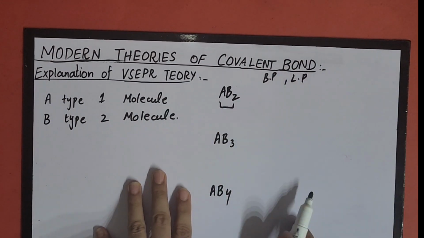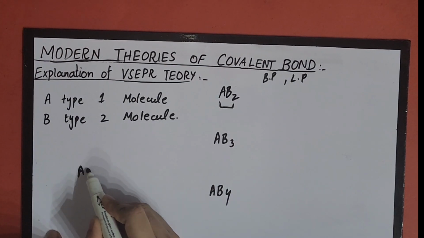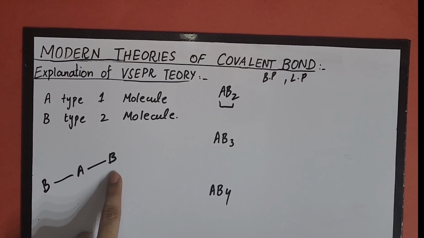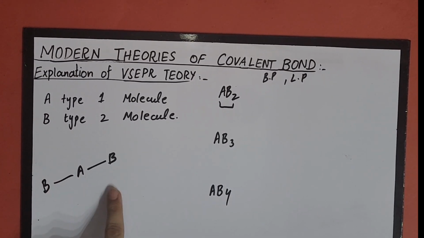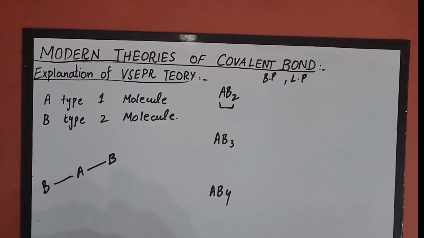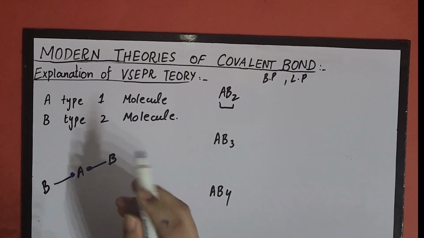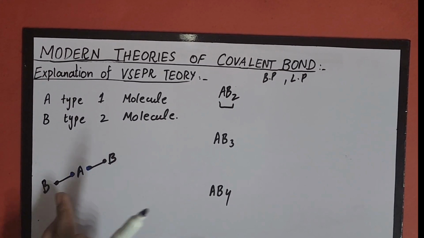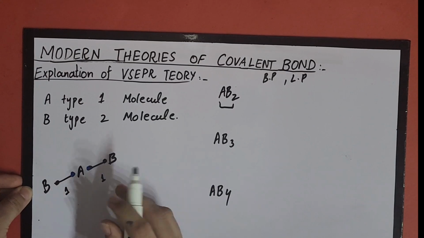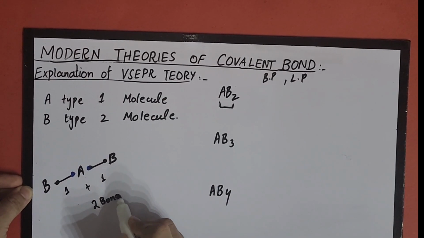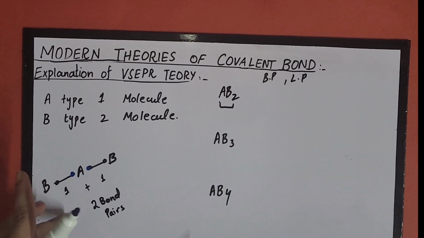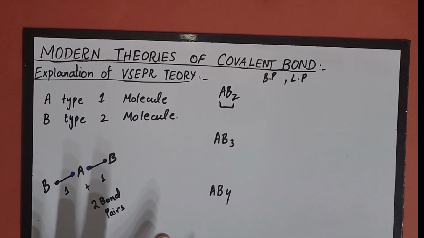It has AB2, so there is one A molecule that has 2 B molecules attached with it. There are two bonding pairs, or 2 bond pairs. Here is the first bond pair that is attached with B, and the second is with another B. So how many pairs are in this molecule? 1 and 1 another, so the total is 2 bond pairs. Alright. Is there any lone pair present? No. In this state there is no lone pair.